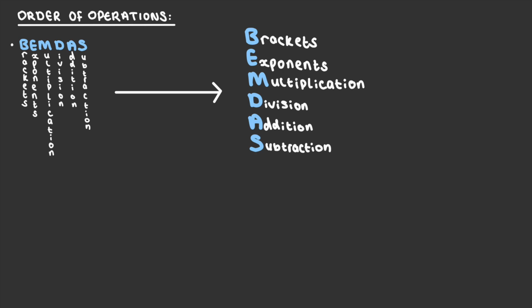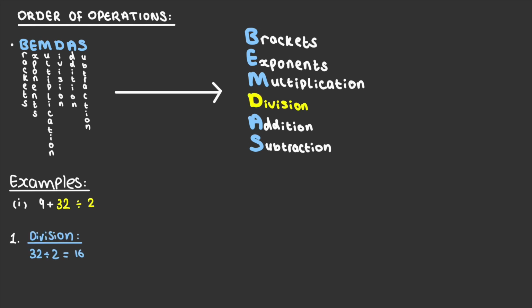and subtraction. Whenever we are dealing with more complex sums, we can use the order of operations to apply each operation in the correct order. Here is an example of a sum in which we would need to use the order of operations. In this example, we have to deal with the addition and the division operators. By taking a look at the acronym, it can be said that division is the first operator that should be used within this sum. So to begin, we must divide 32 by 2, which leaves us with 16.